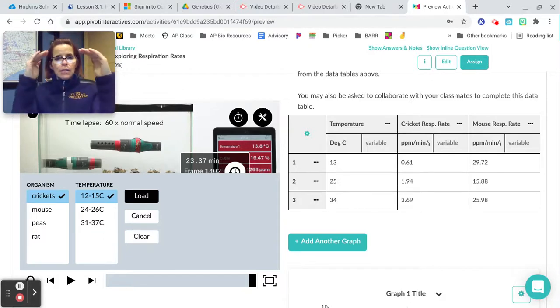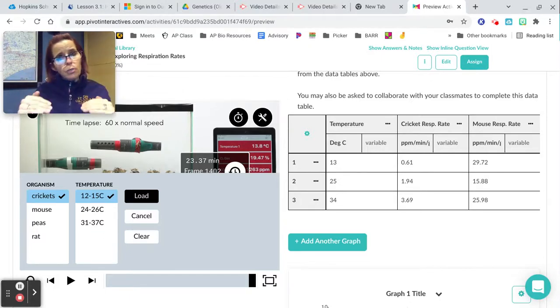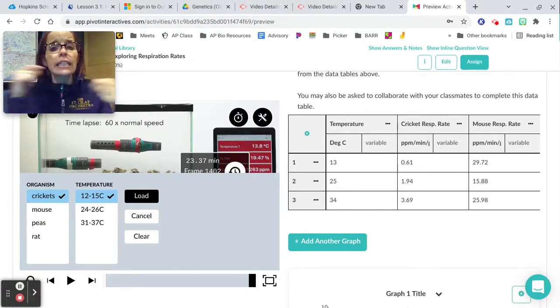You're looking at the respiration rates, how much carbon dioxide there is, and you're also looking at temperature. I want you to analyze it. I'll give you just a second to look at the temperatures, and then look at the respiration rates. What do you notice is the relationship between temperature and respiration? You should say that as temperature increases, so does respiration rate, and it's fairly linear.